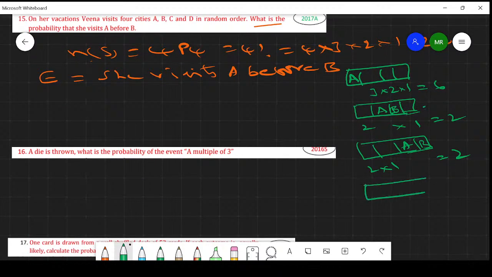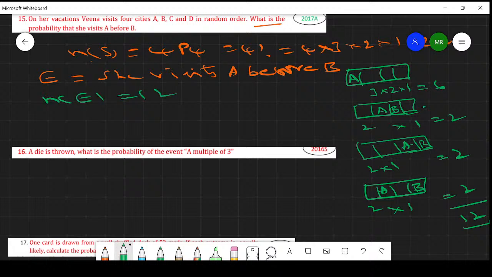The last option you can see. I'm talking about this one here. Suppose A is here and B is the last place. Again you can see two places, 2 into 1, this is two ways, this is one way, it comes 2. Total if we count this one, total 12 it comes. That means favorable event to E, n of E is equal to 12.